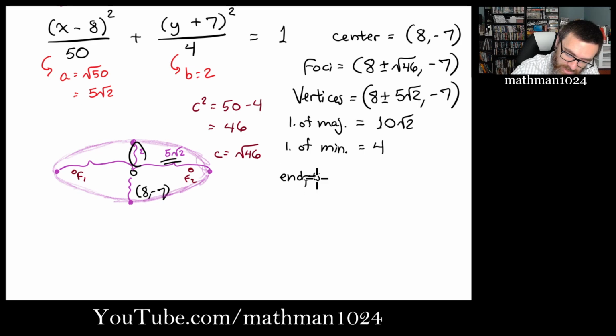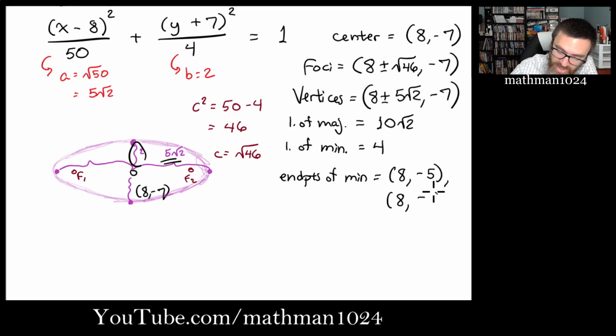The endpoints of the minor axis. So since it's a nice value of 2, we're not just going to say plus or minus 2. We actually need to work that out. So if I do plus or minus 2 to the y value, because we're going up and down 2, that's going to be -7 plus 2 is negative 5, and minus 2 would make that negative 9. So those would be those endpoints. And then I think that's almost it.